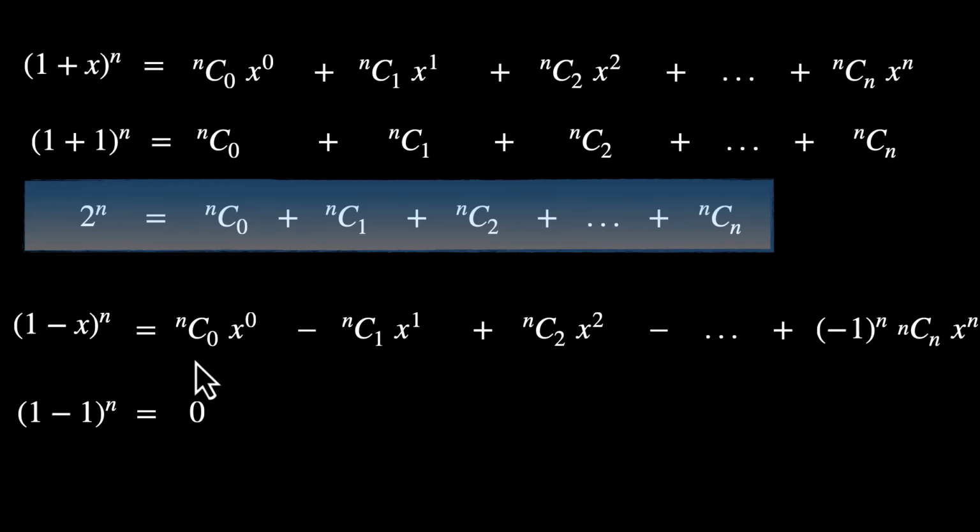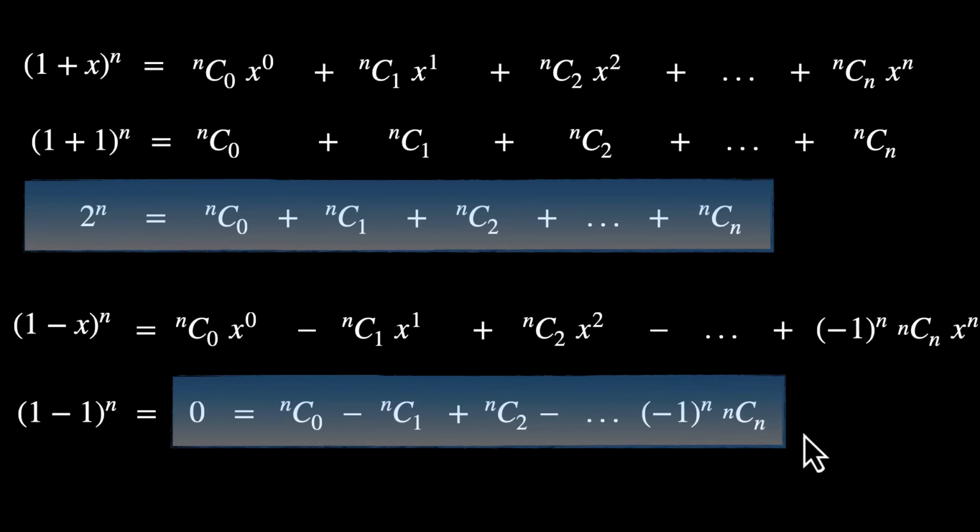What we have is these alternate coefficients. nC0 - nC1 + nC2 - nC3 and so on till the last term. So if you alternate them as positive, negative, you actually end up with 0. And if you keep the sign same, if you have all of them as positive, you'll get 2^n. These are two very powerful results.